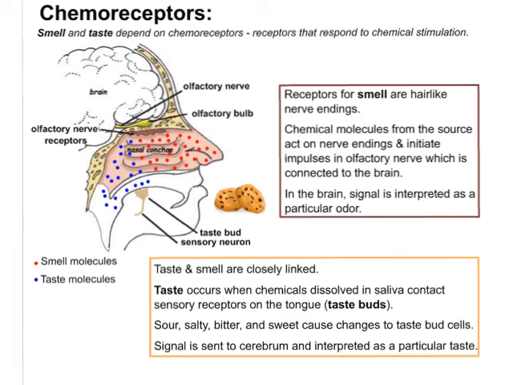And you probably already all know the four tastes: sour, salty, bitter, and sweet. They cause changes to the taste bud cells. And those signals are sent to the cerebrum and interpreted as a particular taste. Here's just a taste bud and a sensory neuron on our diagram. So those are the mechanisms by which we smell and taste.